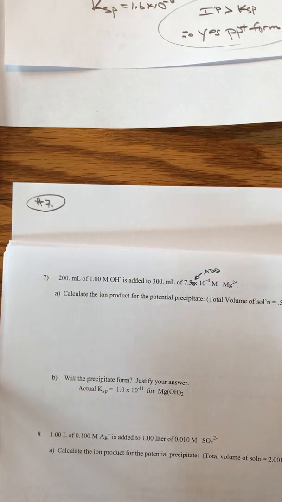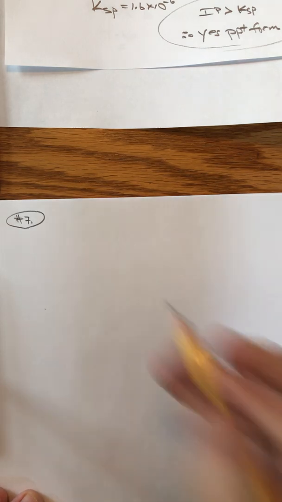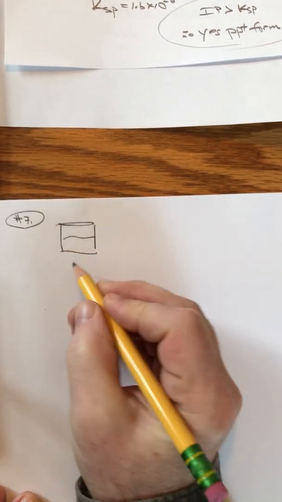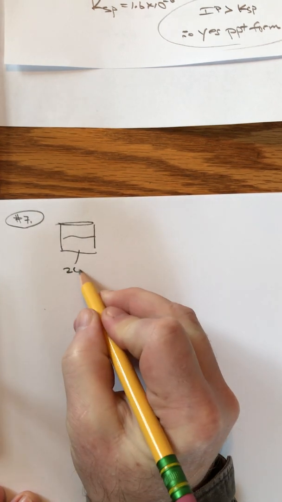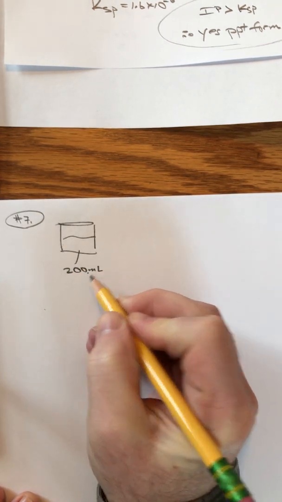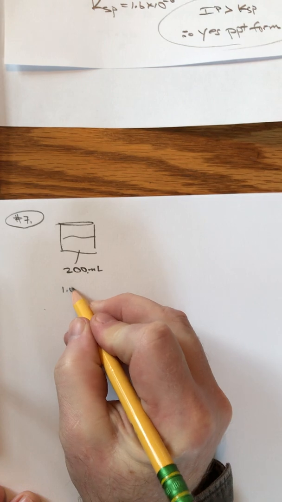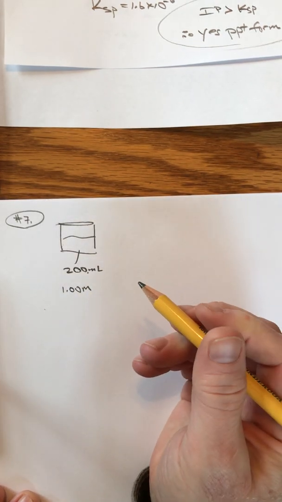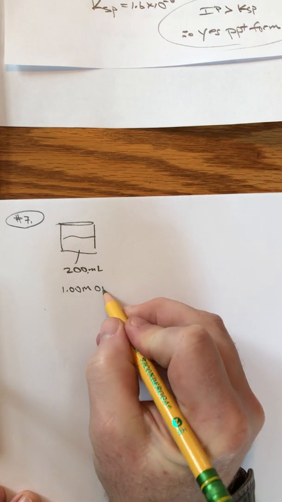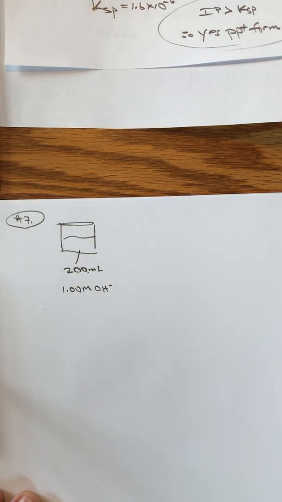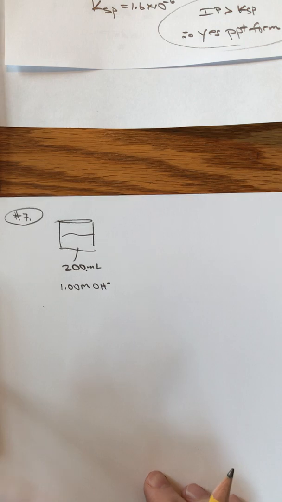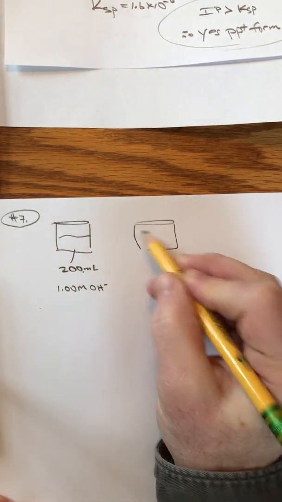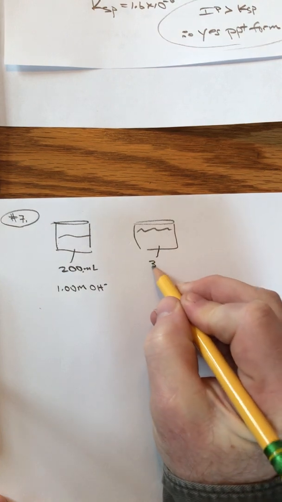All right. So basically you're saying you've got this beaker here. This is a more realistic scenario anyway. And you've got 200 milliliters. And it's 1.00 molar. They didn't tell me what it was. Maybe it's sodium hydroxide. Who knows? Maybe it's potassium hydroxide. But hydroxide's the interesting ion that we're interested in. And you're going to mix that with another beaker. You've got, in this case, more volume. You've got 300 milliliters.